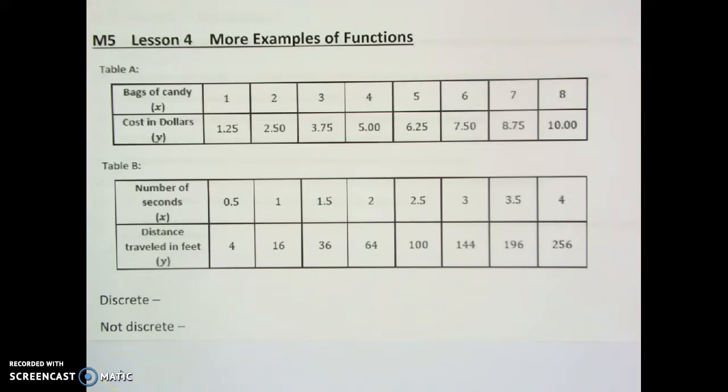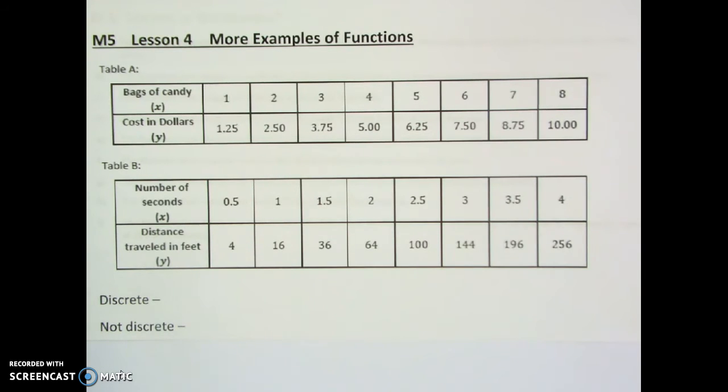Module 5, Lesson 4, More Examples of Functions. We have Table A here looking at the number of bags of candy and the cost of those bags in dollars. We've seen this function earlier. Table B shows the number of seconds and the distance traveled in feet. What we're going to start to look at today is the difference between a discrete function and a non-discrete function.